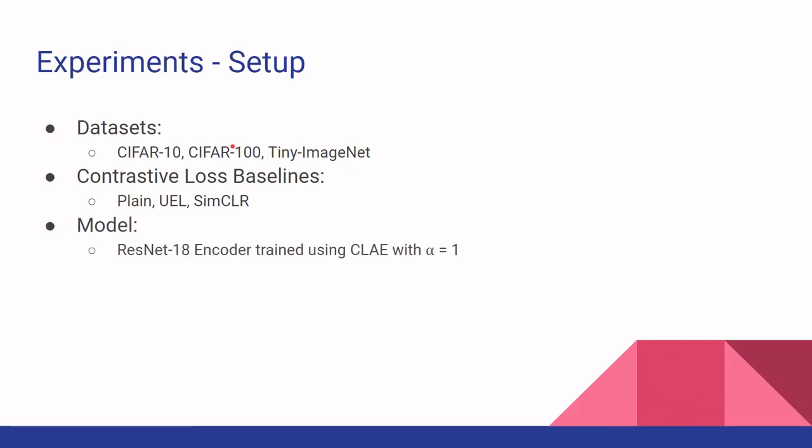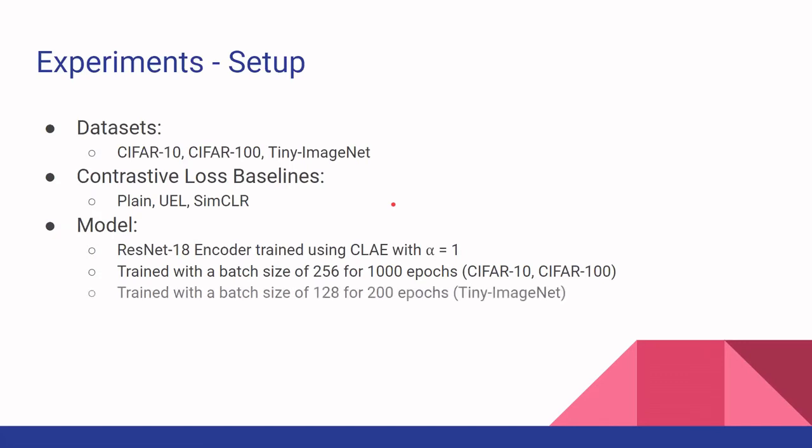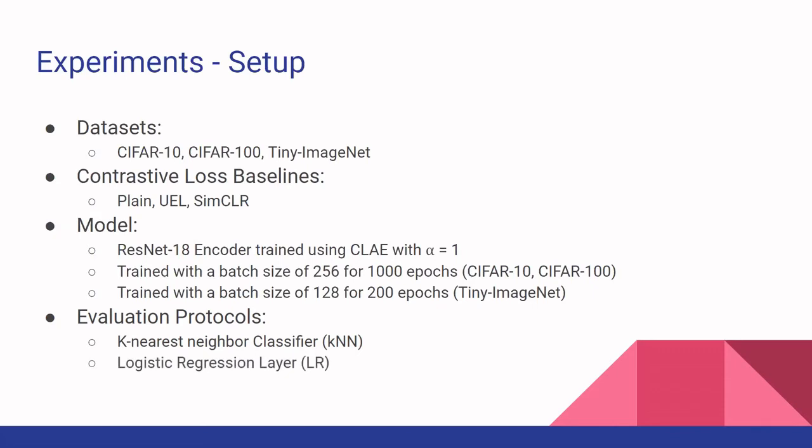For the model they used for experiments, they used a ResNet18 model as an encoder that was trained using their contrastive learning with adversarial examples framework with the alpha hyperparameter set equal to 1. They also use a batch normalization momentum of 0.01, and they also use different batch sizes and epochs for the datasets. So for CIFAR10 and CIFAR100, they use a batch size of 256 for 1,000 epochs, but for Tiny ImageNet, they use a batch size of 128 for 200 epochs. And they use the following evaluation protocols for downstream tasks. They use the k-nearest neighbor classifier with a k value of 200, and then they use a logistic regression layer that they added at the end for logistic regression classification.